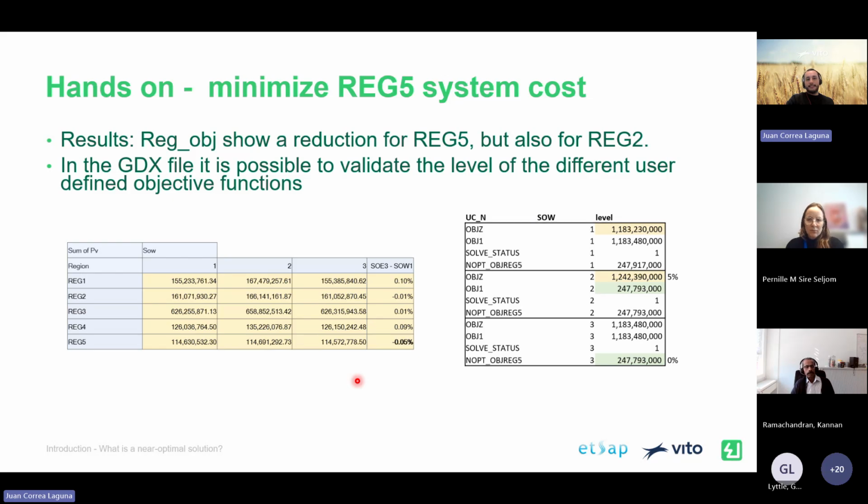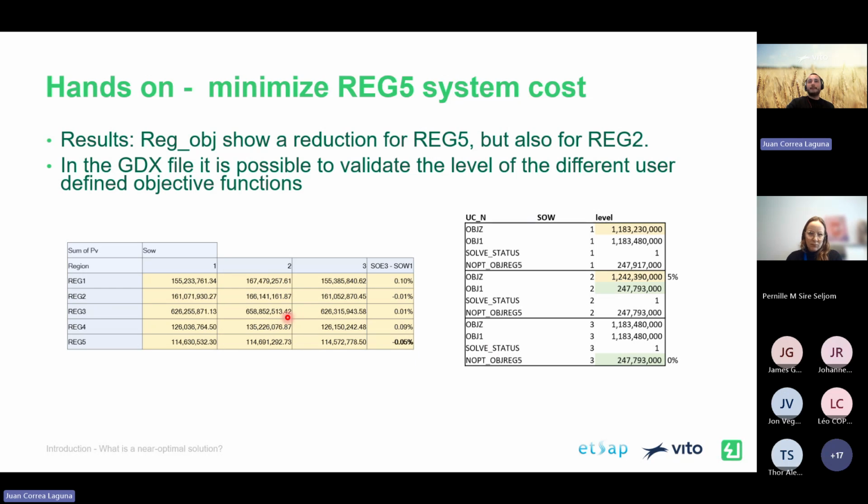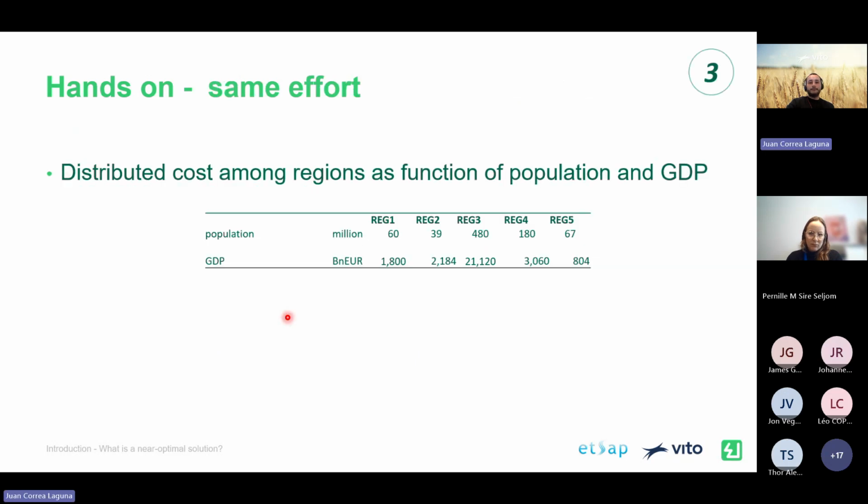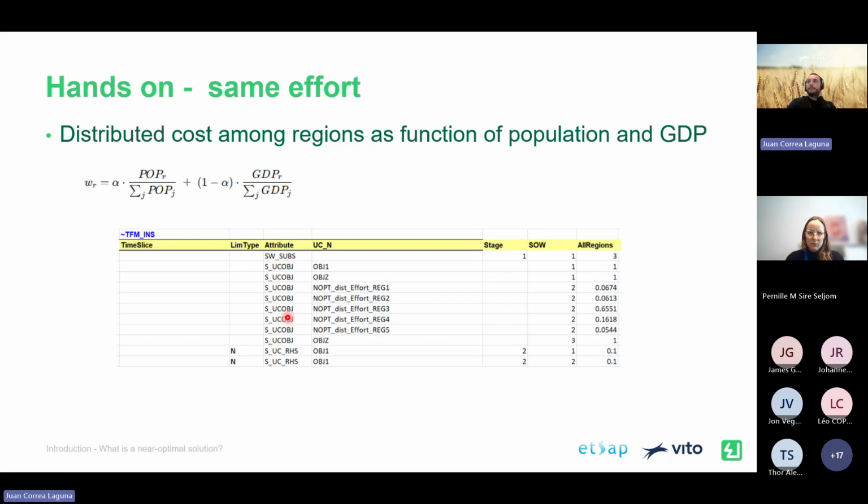So it will show you that there is a trade-off, even though here it is smaller, but then region 3 will pay more. And I based this on different criteria. You can do it by population, by economic output or GDP, for instance the purchasing power parity, and so on.